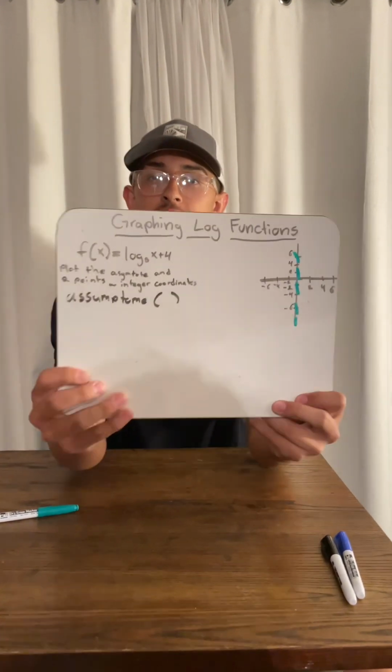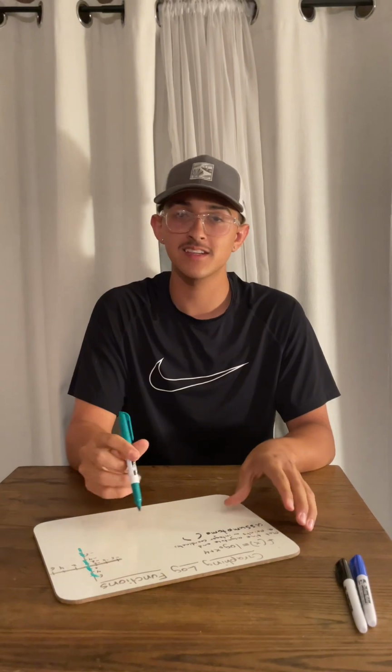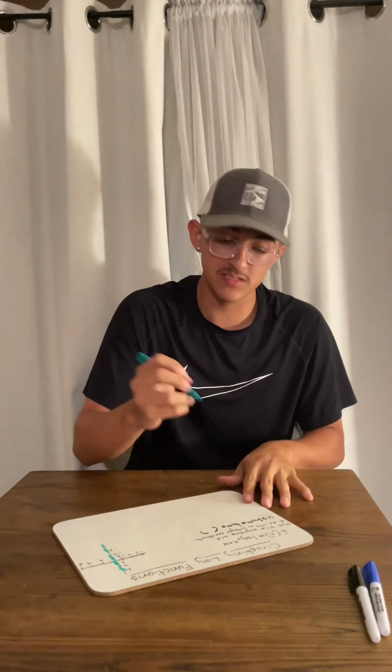Here's my problem. The first step you want to do is find your asymptote. Your asymptote is normally found in the parentheses. However, in this situation, we have no parentheses. So our asymptote becomes 0.